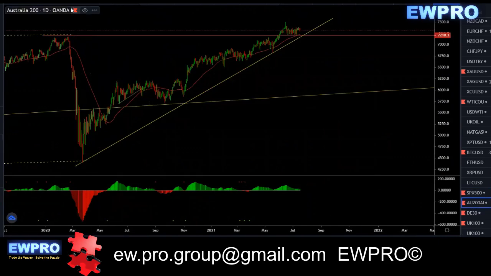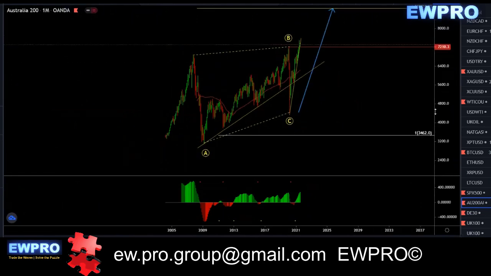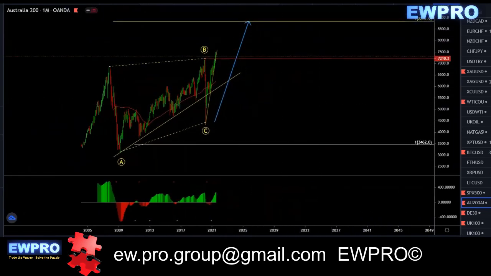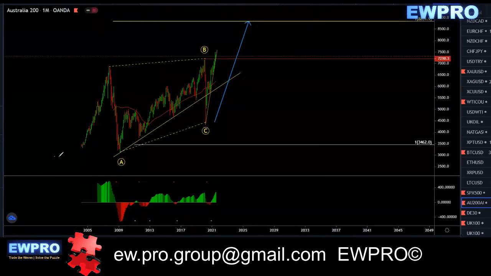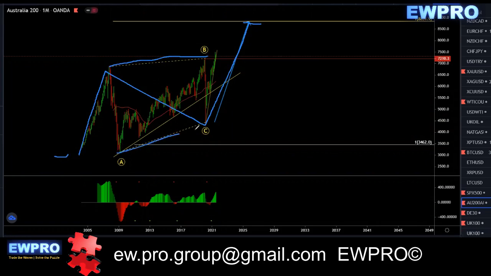I'm going to go over this ASX, the Australian industry, because it's quite interesting at the moment. This move starts down here. So we got an A, B, we're looking for that C up. This is a nice structure in here, nice running flat. Doesn't get any simpler than this for an A, B, C.